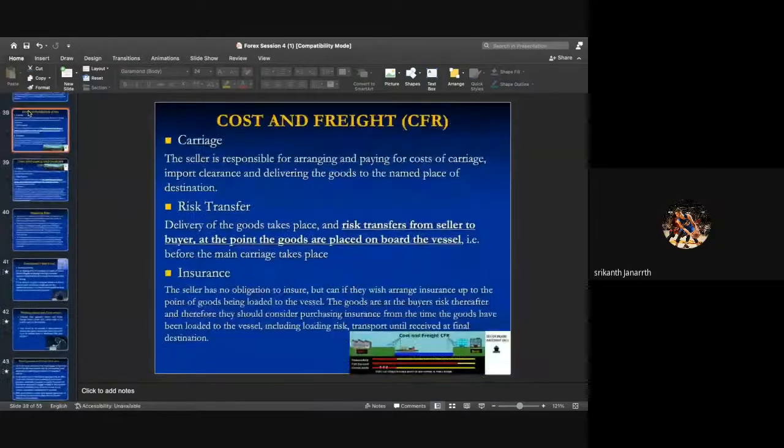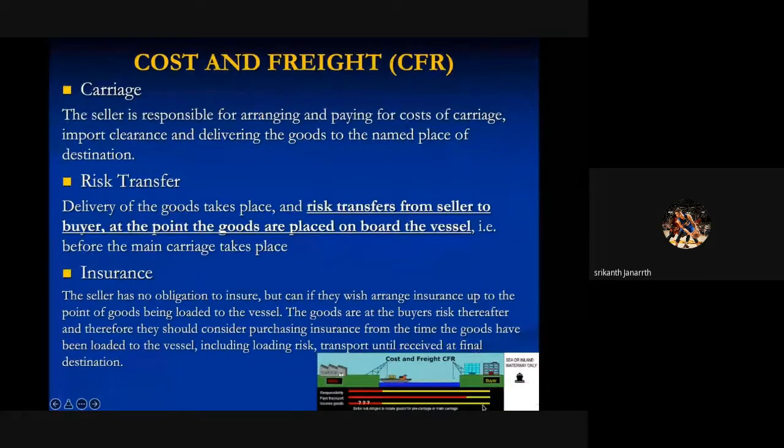Look at this. This is where the diagram ends for you. Look at CFR, cost and freight. It is the same risk point. Here the seller is responsible for arranging and paying the cost of carriage. Both pay the cost of carriage. For CIF, he has paid the insurance also, right?